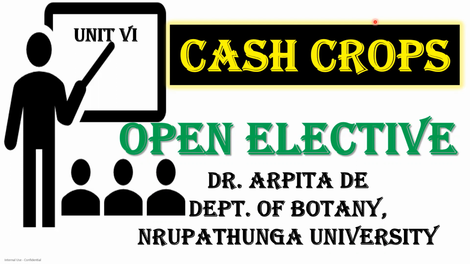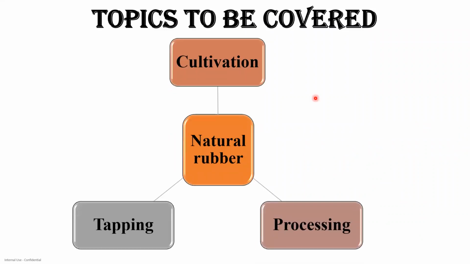The topic for today's discussion is very much related to crops, or more precisely cash crops. So let's get into the discussion. The topic that we are going to cover here is natural rubber: its cultivation, its processing, and packing.